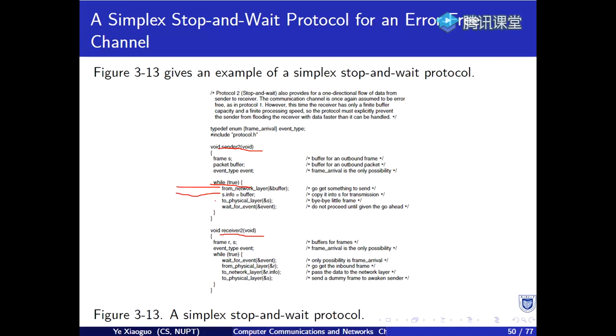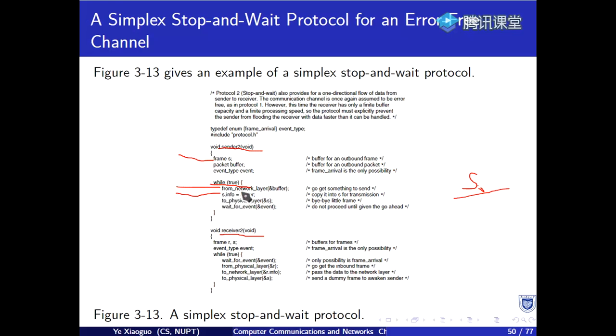This sentence means the data link layer encapsulates the packet into a frame. S, what's the S? S dot info. Here S is a variable. Its type is frame. That means S is a variable of the type frame.